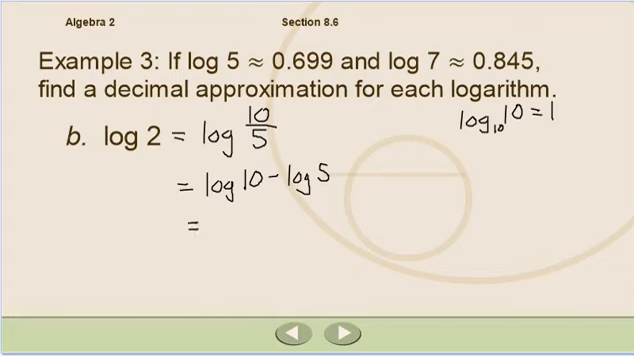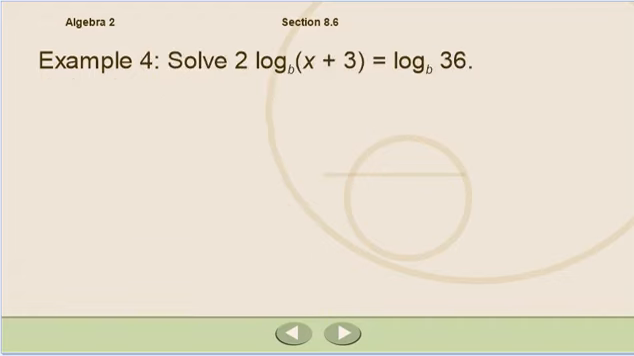And we know the log of 10 is 1, minus the log of 5, which is 0.699. You subtract those, and you get 0.301. So log of 2 is about 0.301 using the fact that log of 5 is 0.699 and log base 10 of 10, or common log of 10, is equal to 1. So still using properties.